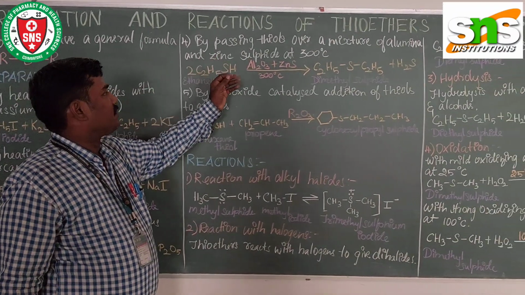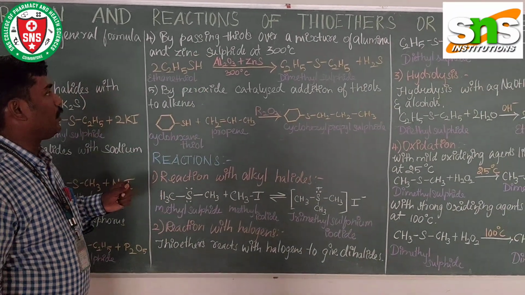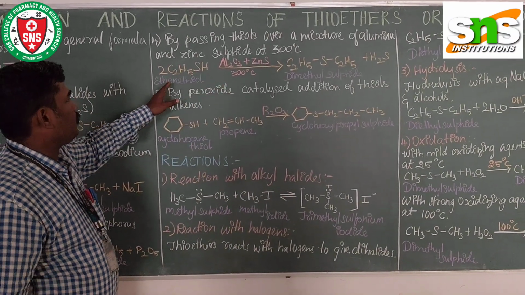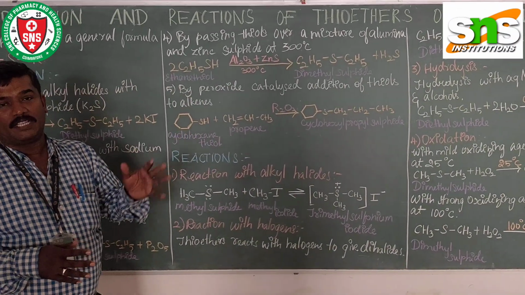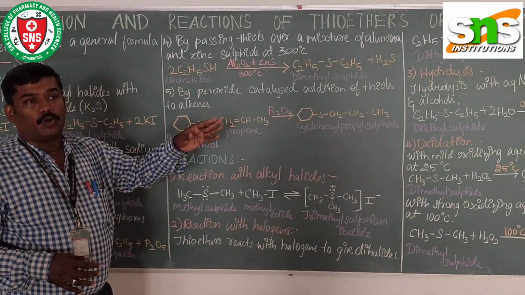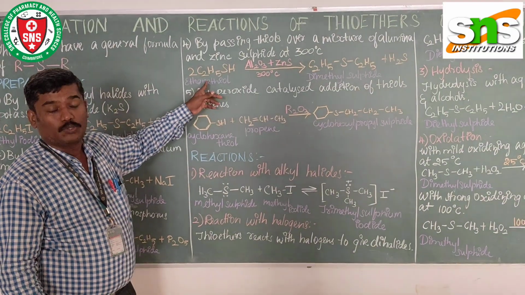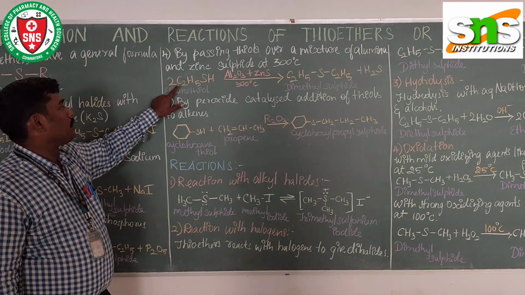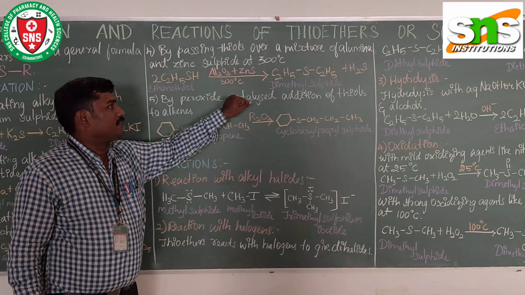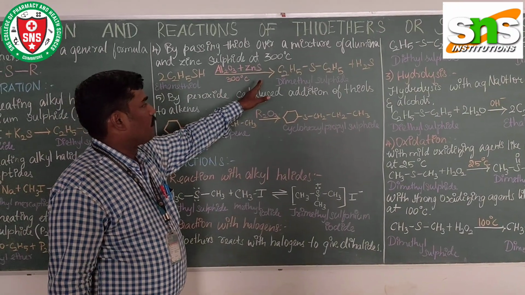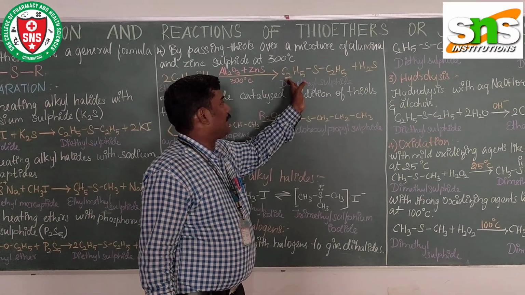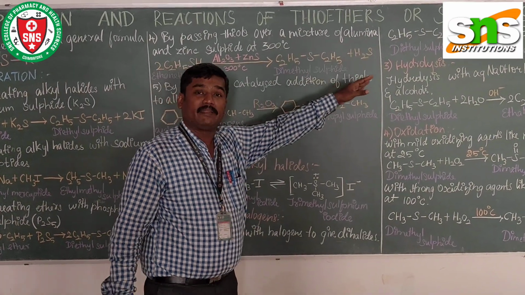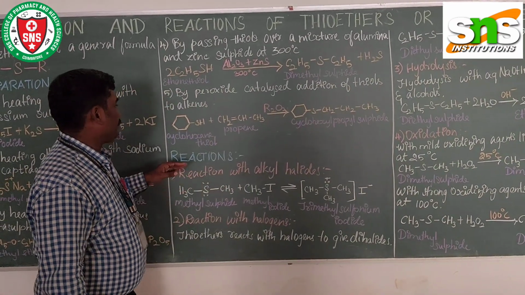The next reaction is by treatment of thiols over a mixture of alumina and zinc sulfide. Ethanol is C2H5OH; in place of OH, the SH group will be present, and that is known as a thiol. Here we have taken ethane thiol, 2C2H5SH, and treated it with zinc sulfide. What will happen? Diethyl sulfide will be formed, C2H5SC2H5, with the elimination of hydrogen sulfide.